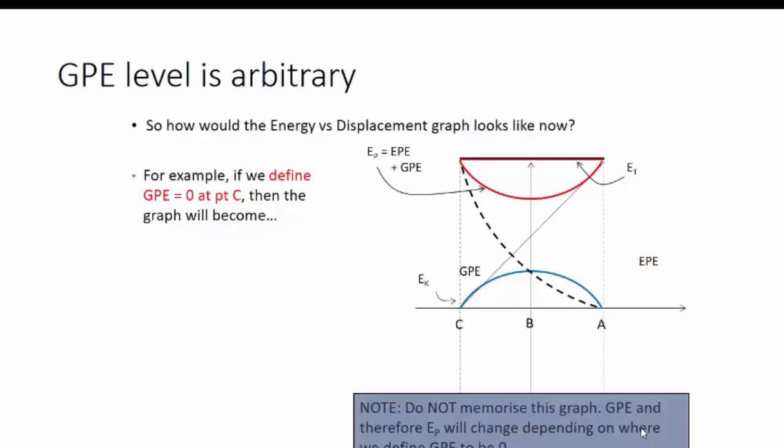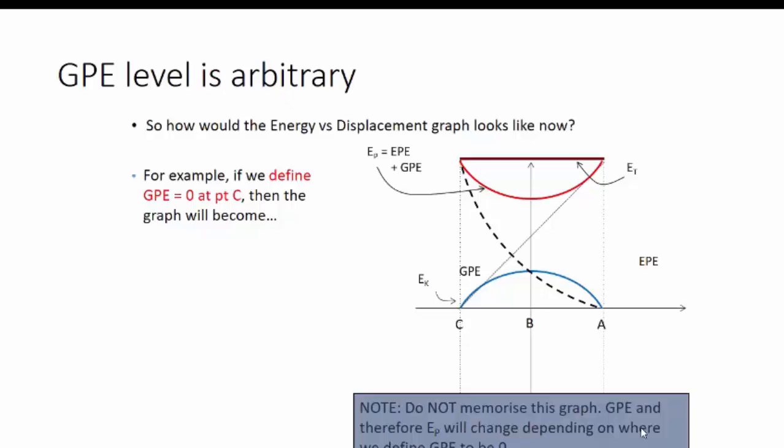Okay, so you don't have to memorize the exact value of the curve, but all you need to know is that the gravitational potential energy is a straight line graph. At the lowest point it is minimum, at the highest point it is maximum. You just draw a straight line graph. On the other hand, the elastic potential energy is minimum at the highest point, and it reaches the maximum at the lowest point of the mass. Okay, so this is how you memorize it.